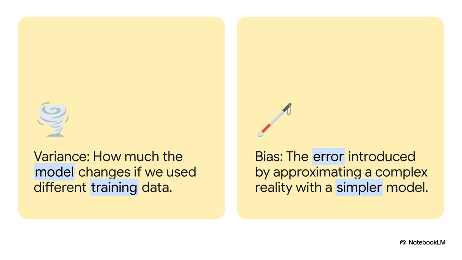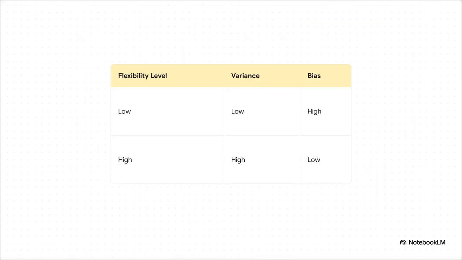Bias, on the other hand, is the model's blind spot. It's the error introduced by assuming the real world is simple. For example, a straight line has extremely high bias because it stubbornly assumes reality is perfectly linear, which, let's face it, almost never is. This table right here clearly summarizes the unbreakable mathematical rule we have to navigate. As you increase a model's flexibility to capture more nuance and lower your bias, your variance will inevitably increase because the model becomes way more sensitive to the specific noise in the data. They literally move in opposite directions, always.